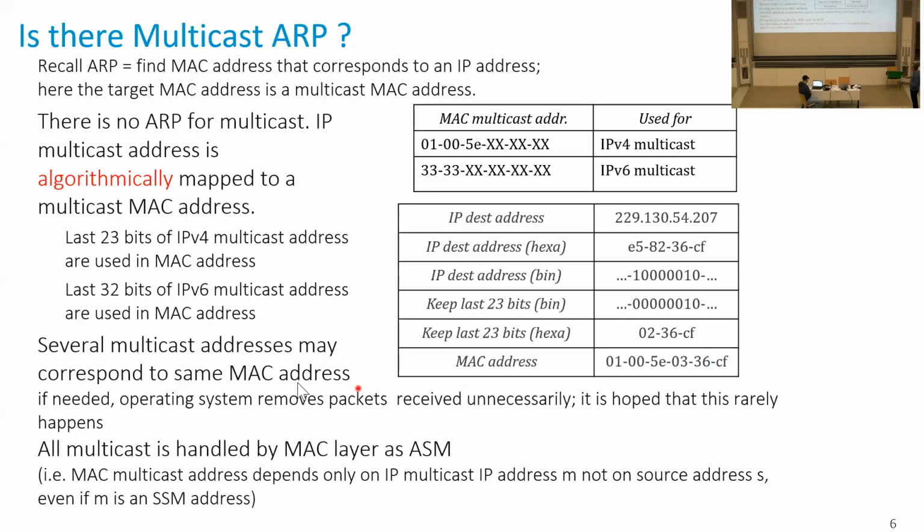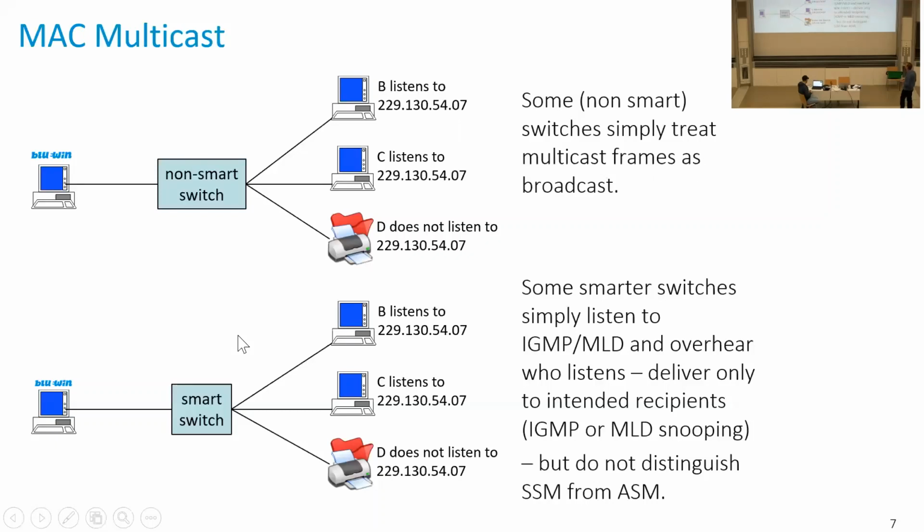Of course, several multicast addresses may correspond to the same MAC address. We've seen that problem already in another context with solicited node multicast addresses here. But the hope is that within a local area network, that would not have a lot of impact. In reality, many switches do what is explained here.